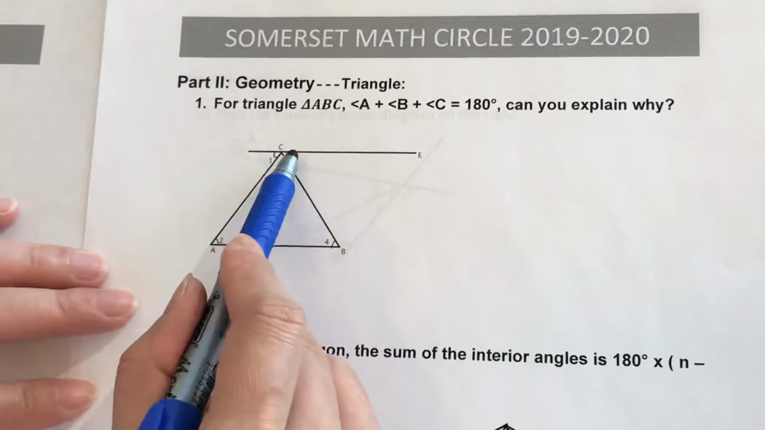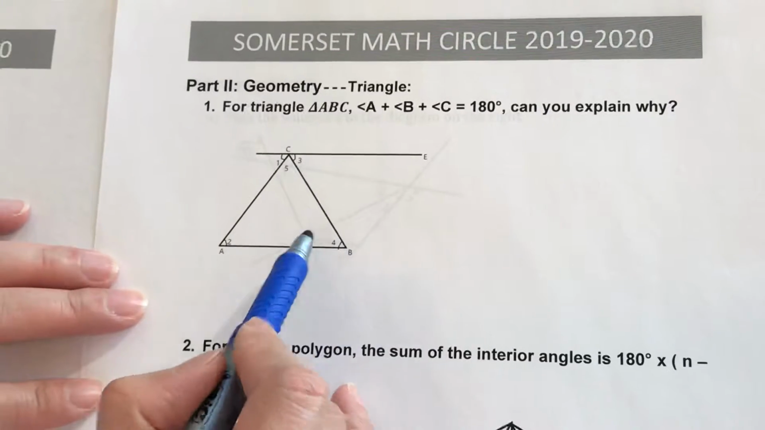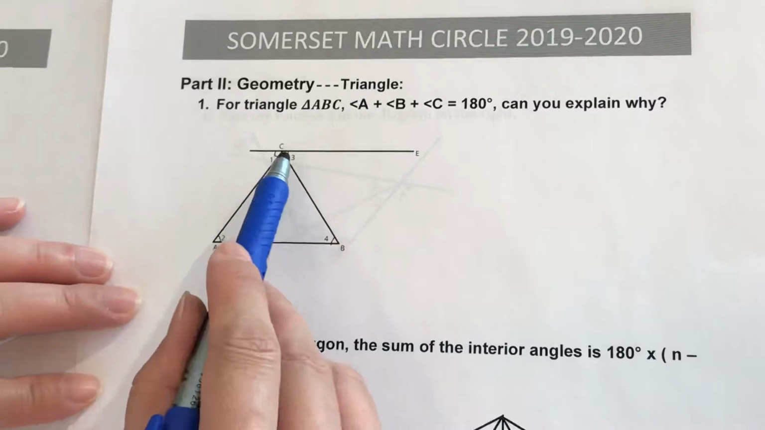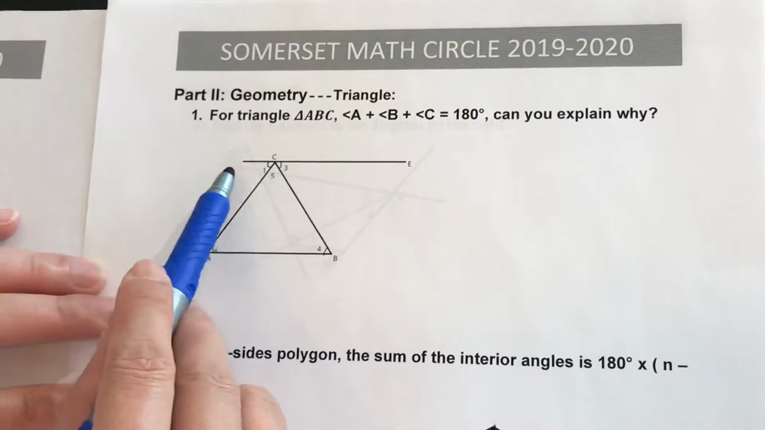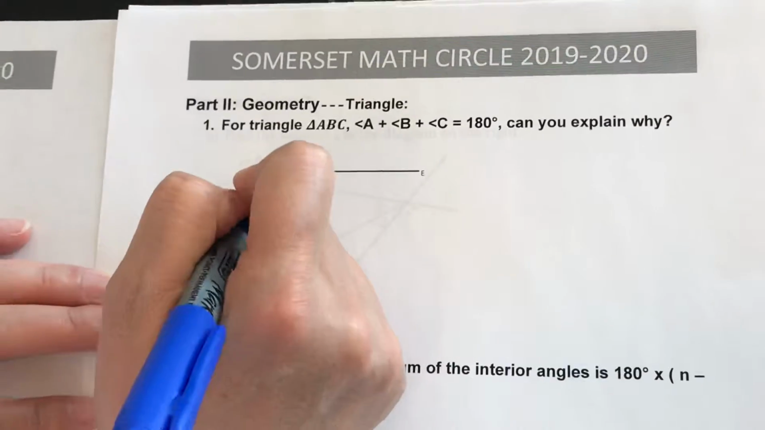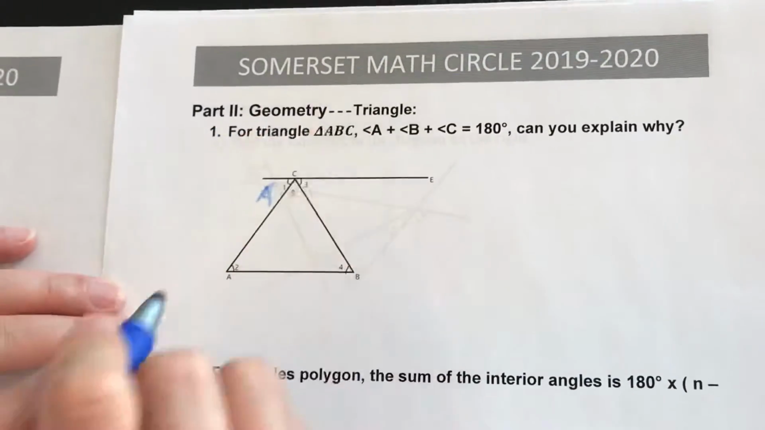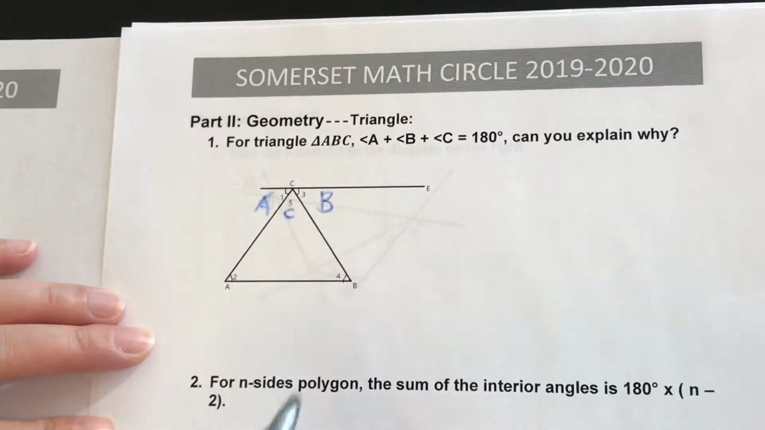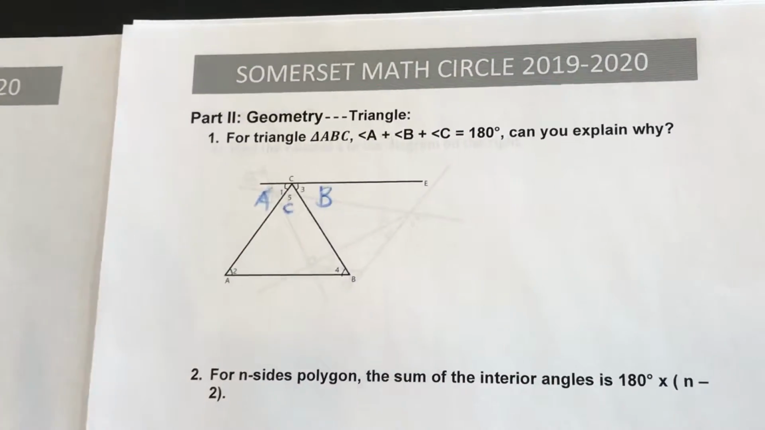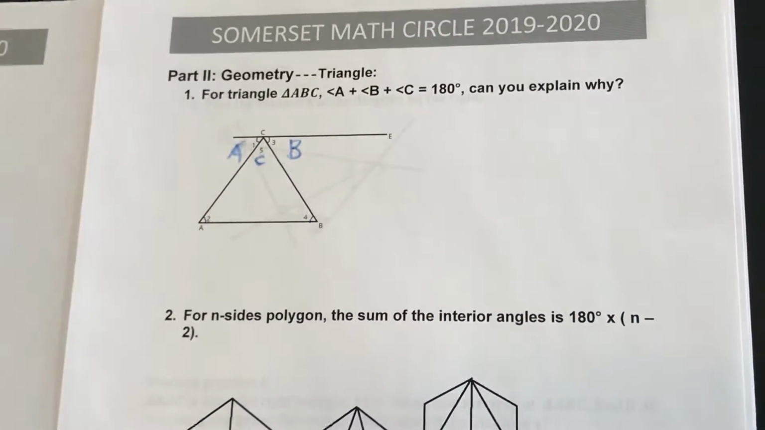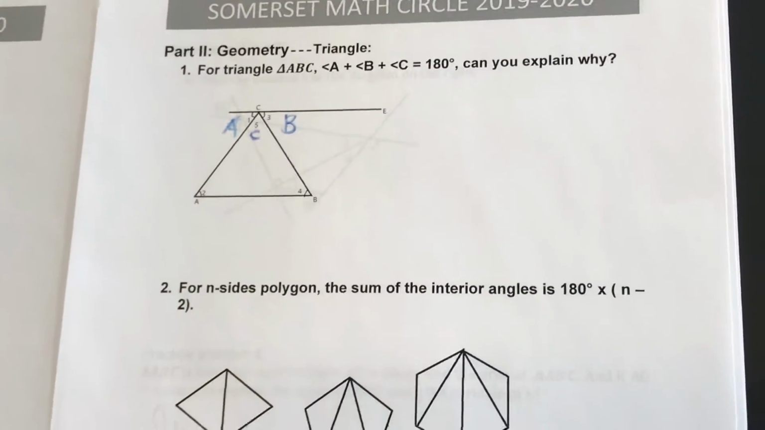So angle 3 and 4 are the same. They are also alternate exterior angles. 3 equals 4. So now angle A is here, angle B is here, and in the middle is angle C. This is a straight line. A straight angle is 180 degrees. So angles A, B, and C add together to 180 degrees.